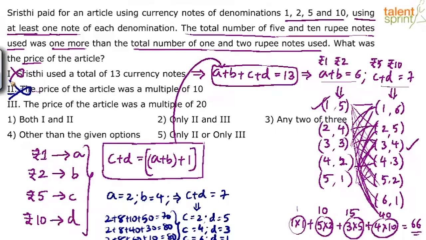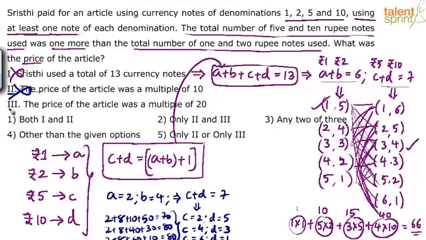And if you look at statement 3 again, quite a similar explanation is applicable, right? Statement 3 says the price of the article was a multiple of 20. The price of the article is a multiple of 20 means what? Again, the same thing can be done. Of course, we have to choose the values in such a way that we always get a multiple of 20, but we'll get multiple solutions. So this also is not sufficient.